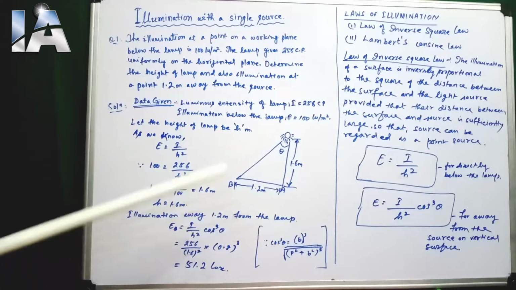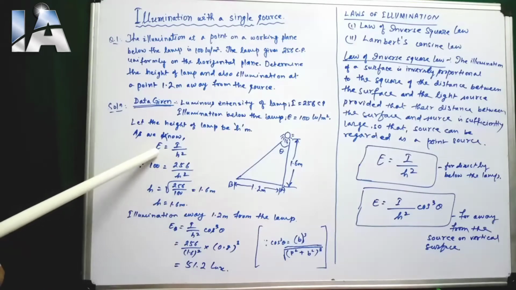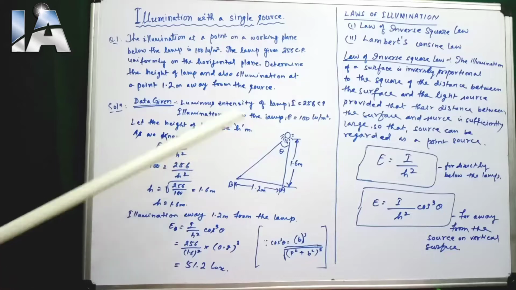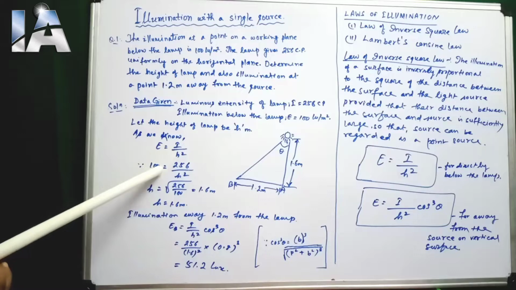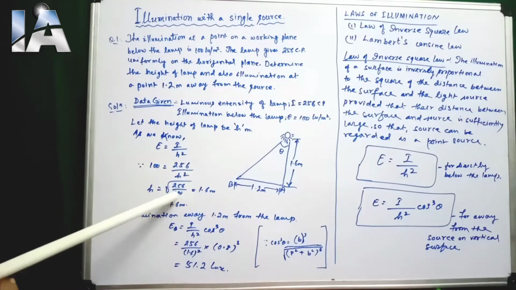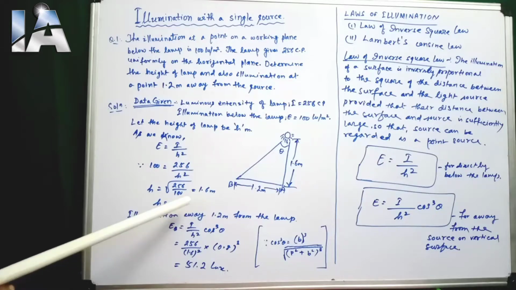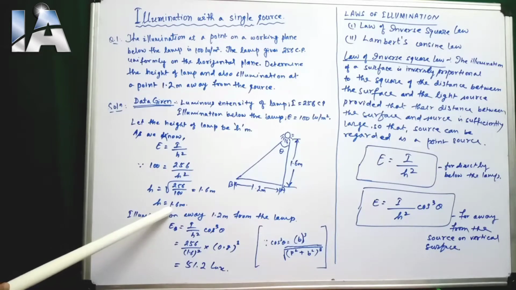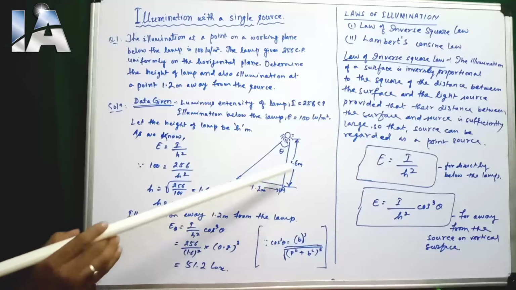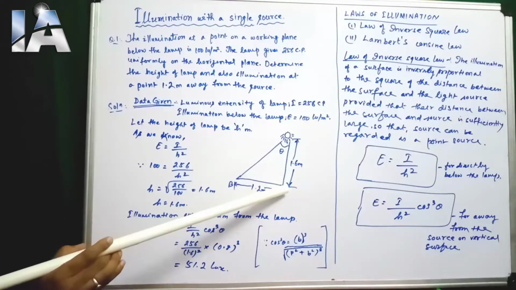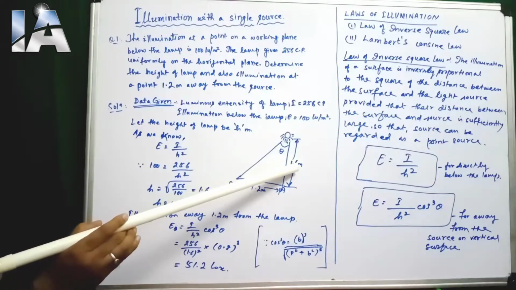As we know, illumination E is equal to intensity of the light divided by h square, where h is the height of the lamp. Now put the value of E and I in this formula. You will get height h is equal to 1.6 meter. Now you see this is the source, so from the source to the surface of the ground is 1.6 meter.